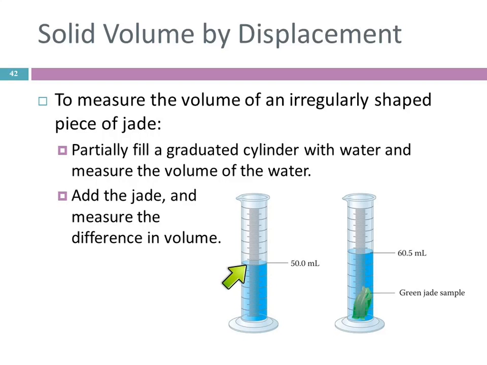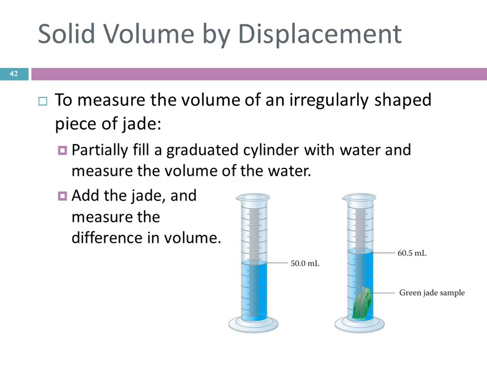it, and you measure the volume of the water. And then you put the object that you're trying to calculate the volume for into the water. That will cause the water level to rise. It displaces some volume of water. The difference between these two volumes is equal to the volume of that sample that you're trying to measure.